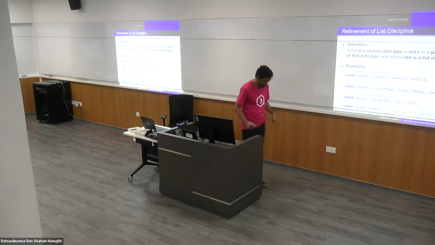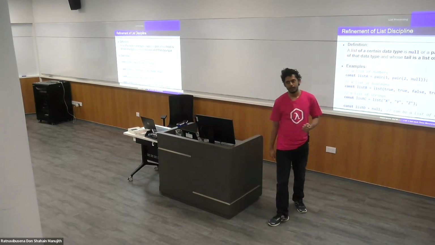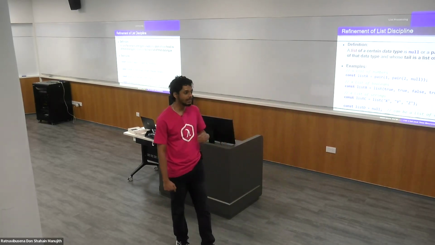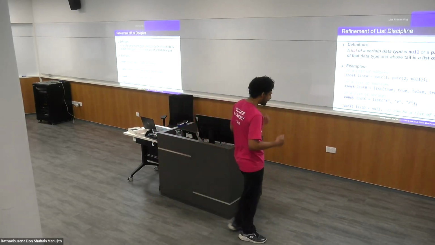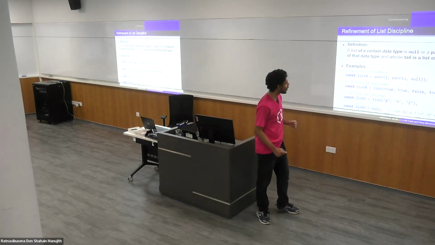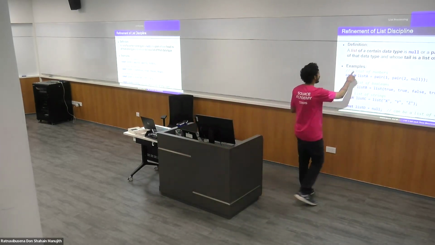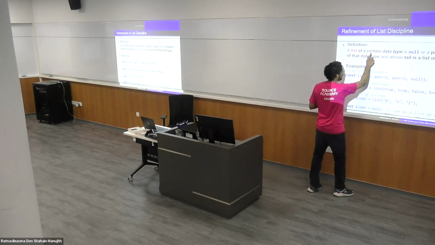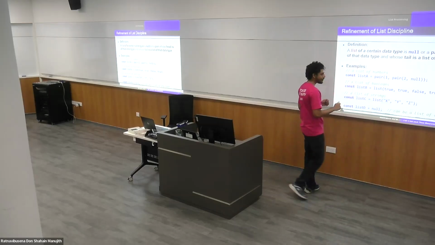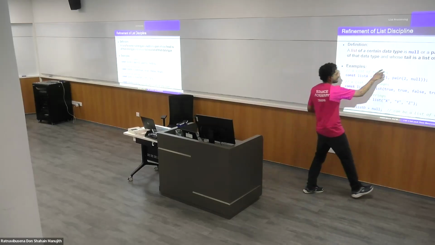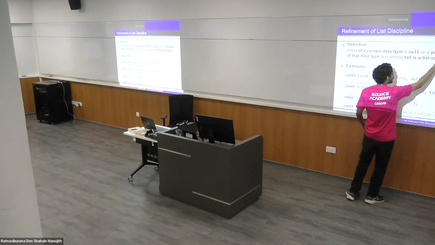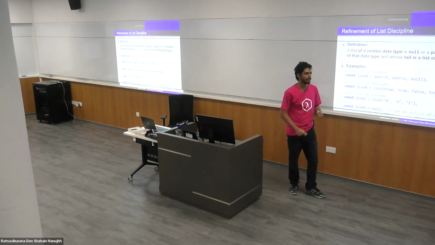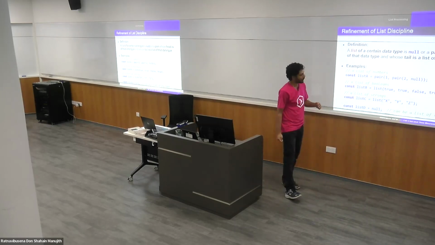Then we need to refine this notion of a list, because for now you had a list of arbitrary data types. Now we're going to talk about lists of a certain data type. For example, lists of numbers. We can even talk about a list of lists of numbers. So a list of a certain data type is either null, or a pair whose head is of that data type and whose tail is a list of that data type.